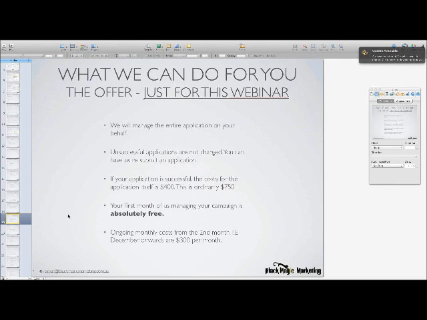If your application is successful, the cost for the application itself, which includes all the setup costs and everything like that, is $400, which is ordinarily $750, is what we charge. And the first month of us managing your campaign is free. So you get the application submitted, written, everything adhered to, tied in a bow, sent to Google, confirmed, your account created within Adwords, your ads written, the research done, basically the whole thing managed for you. You just sit back and start to notice a lot of people coming to your site because the ads just go live and that's it. And the ongoing monthly costs from the second month onward is $300 a month for us to manage the campaign.